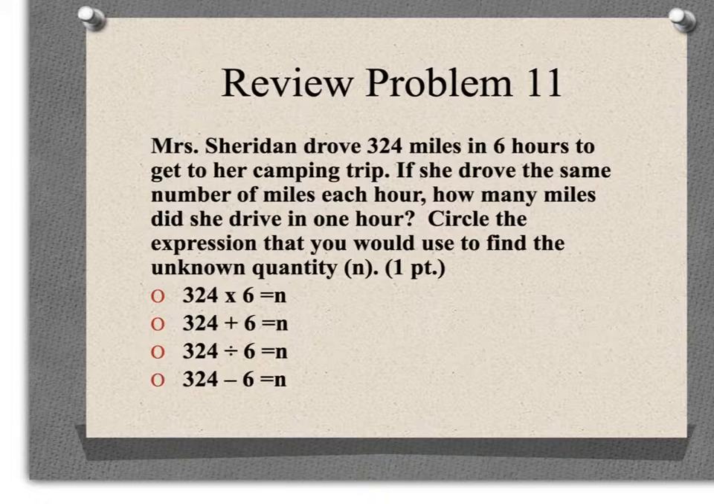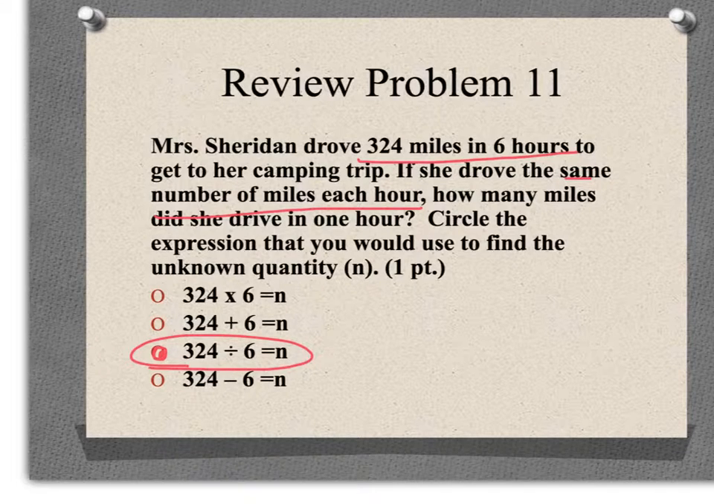Now let's look at number 7. Mrs. Sheridan drove 324 miles in 6 hours to get to her camping trip. If she drove the same number of miles each hour, how many miles did she drive in 1 hour? If I went 324 miles in 6 hours, I'm going to do 324 miles divided by 6, because I'm going to share that amount so that I went the same number of miles in each hour. That's what makes it a division problem.